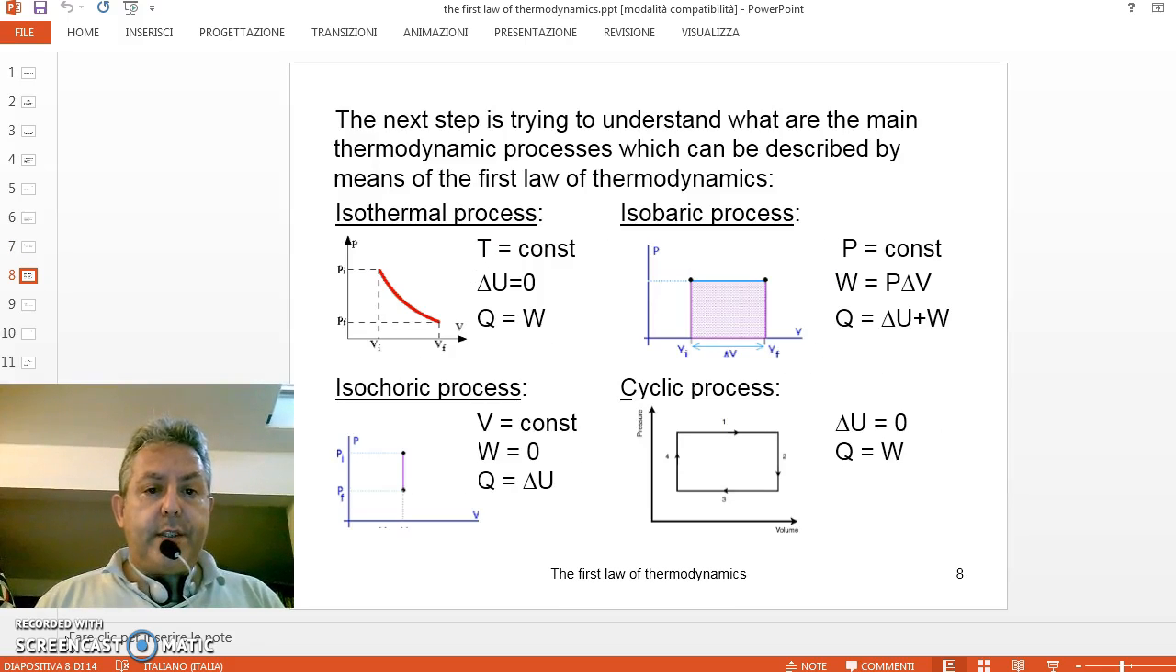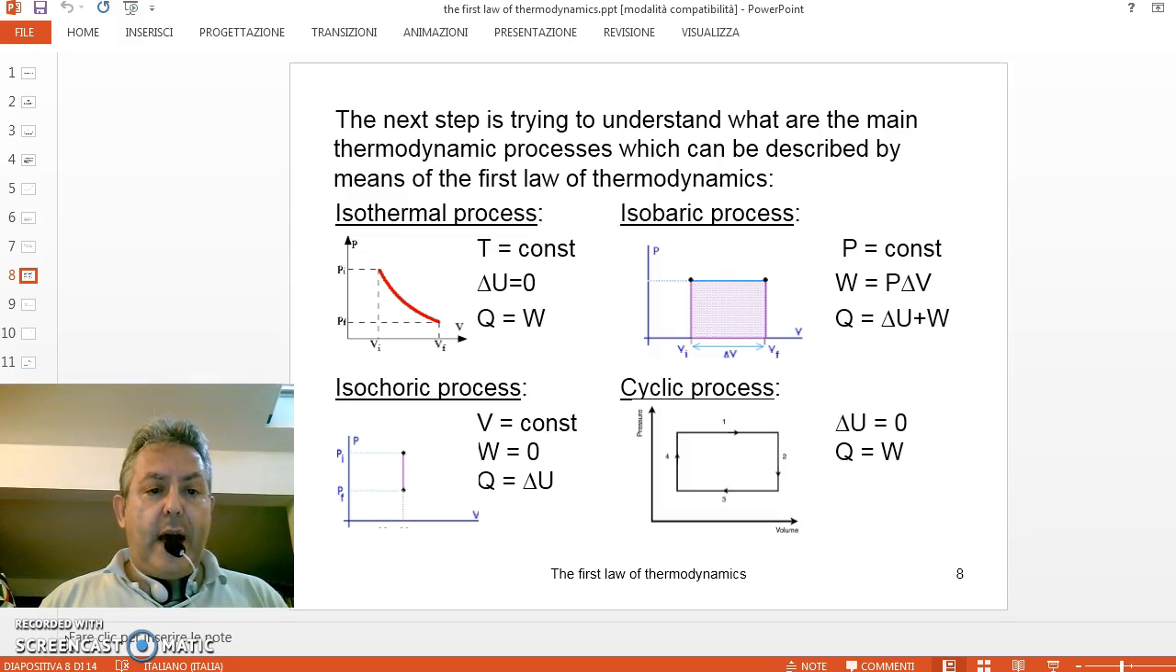Well, the next step is trying to understand what are the main thermodynamic processes which can be described using the first law of thermodynamics. We have to consider 4 main processes.